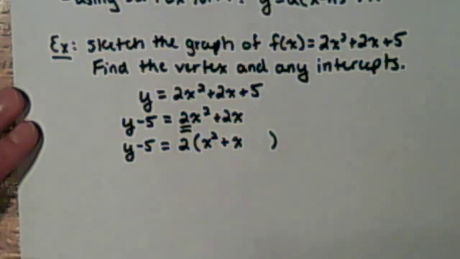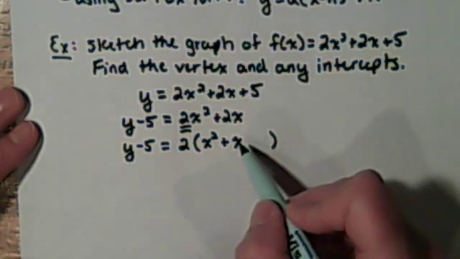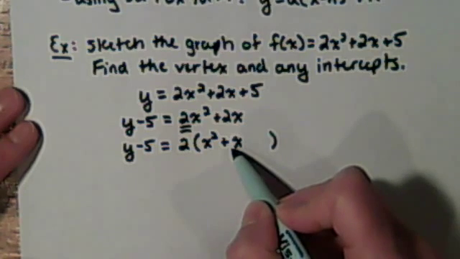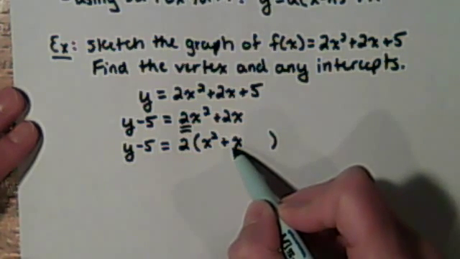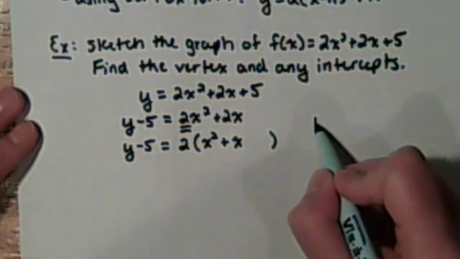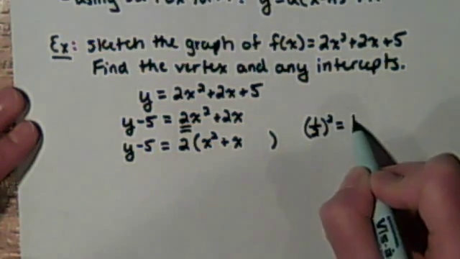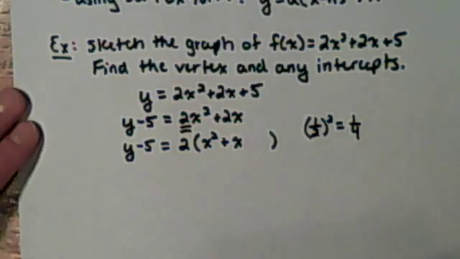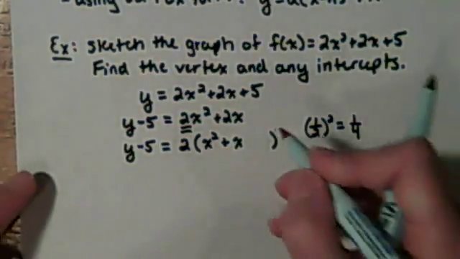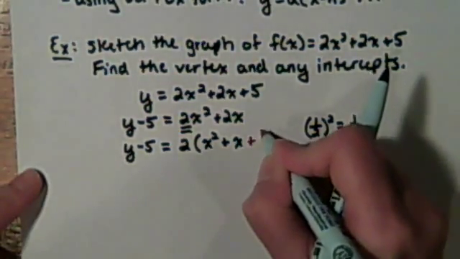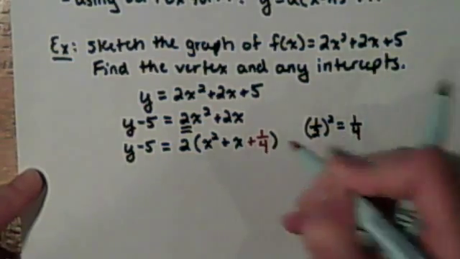So if we remember how to do that, again, we take 1/2 of our b value, which is 1 here. So 1/2 of 1 is still 1/2. And if I square it, I'm going to get 1/4. So the value I need inside the parentheses here is a plus 1/4.